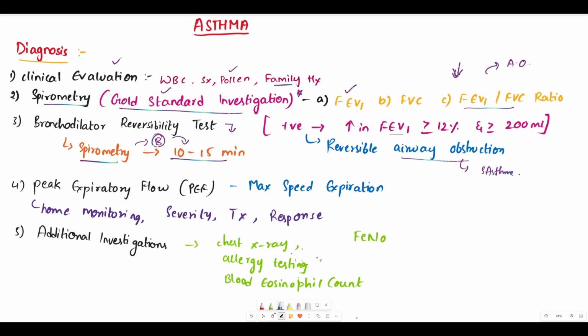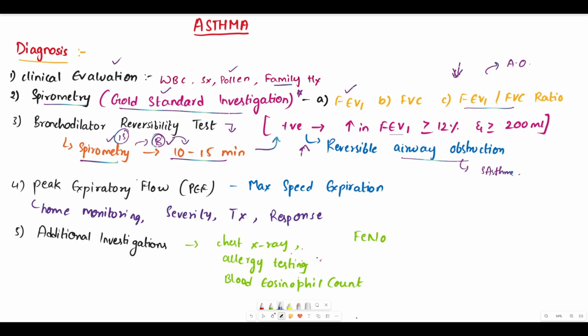The third one is the bronchodilator reversibility test. In this, usually the patient performs spirometry first. After that, a bronchodilator inhaler is given. Again, spirometry is performed after 10 to 15 minutes. After this, if the FEV1 increases by at least 12% or 200 ml, it means the airway obstruction is reversible. That supports asthma.